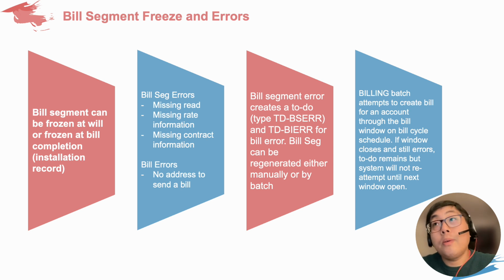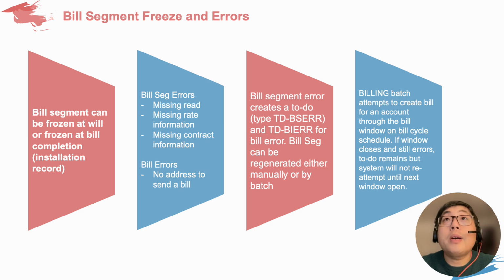And on the bill, which normally means the bill segment has passed its validation, there's no error on the bill segment, but when it gets to the bill you're trying to send to the customer, you might find there's no address to send the bill. So these are the possible scenarios, but there are many other scenarios down to individual projects.